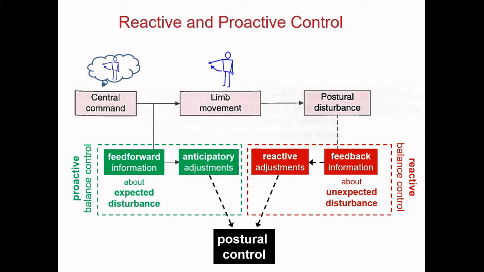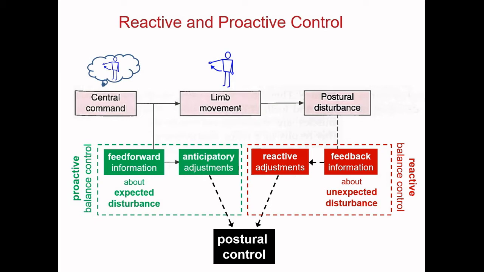Let's start by looking at proactive balance control, shown in the green parts of the schematic. Proactive balance control starts with a copy of the central command that generated the limb movement. The copy of the central command is turned into feed-forward information about how the planned movement is expected to disturb the balance of the body. The feed-forward information about the expected disturbance is translated into anticipatory adjustments. These adjustments are organized to counteract the expected perturbation.